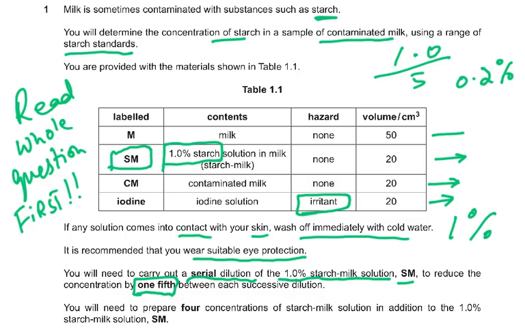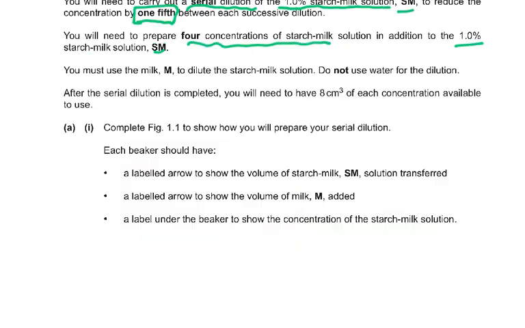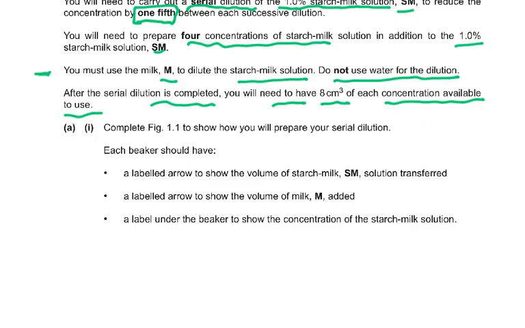You will need to prepare 4 concentrations of starch milk solution in addition to the 1% starch milk solution. You must use the milk M to dilute the starch milk solution. Do not use water for the dilution. So you have to add milk to dilute it. After the serial dilution is completed, you will need to have 8 centimeter cube of each concentration available to use.